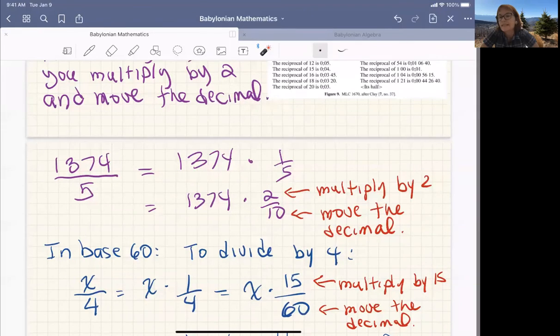So in base 60, for example, if I wanted to divide by 4, that means I'm multiplying by 1/4. And then I ask, well, what would my 1/4 be if it was a fraction that had a 60 in the denominator? Well, the numerator would be 15. So in base 60, in order to divide by 4, I first multiply by 15, and then I move the decimal.